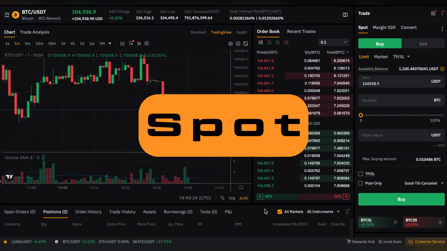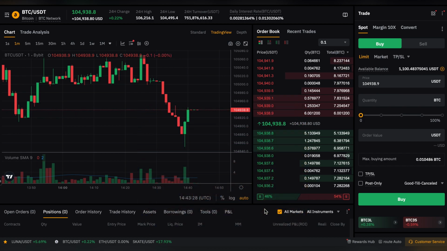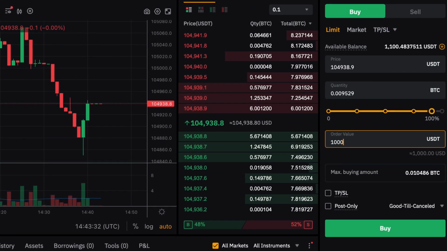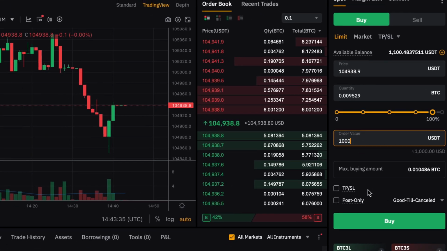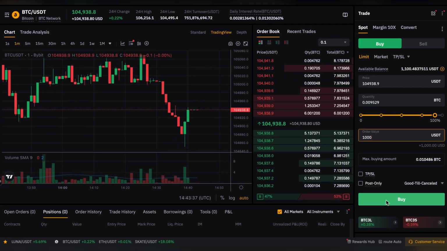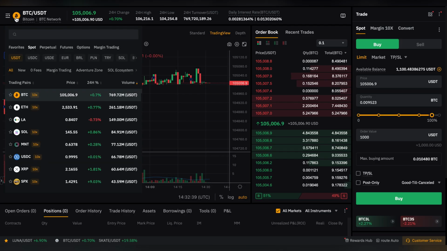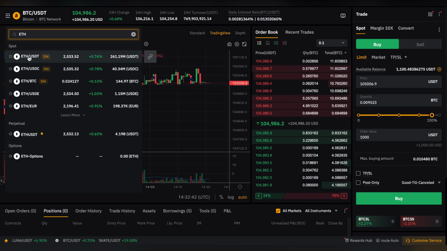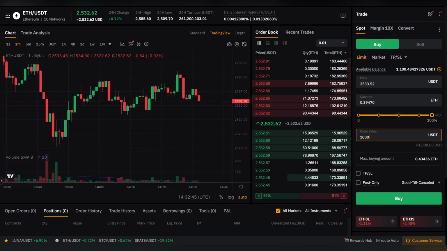When you trade on the spot market, you don't have to worry about isolated or cross margin. You just buy coins directly into your wallet balance. For example, if you have $1,000, you buy $1,000 worth of Bitcoin. And if you have another $1,000, you can buy $1,000 worth of Ethereum.